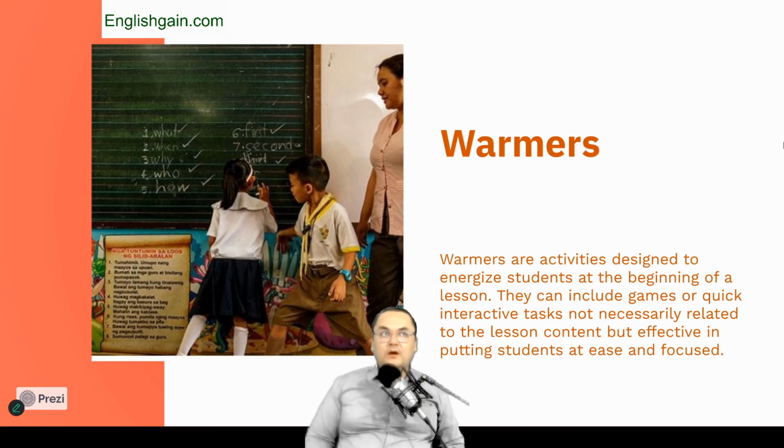If you are going to teach simple past today, just try to play, let's say, the game of Simon. Simon says, do this. So kids stand up and do this. Simon says, turn around. So kids have to turn around.